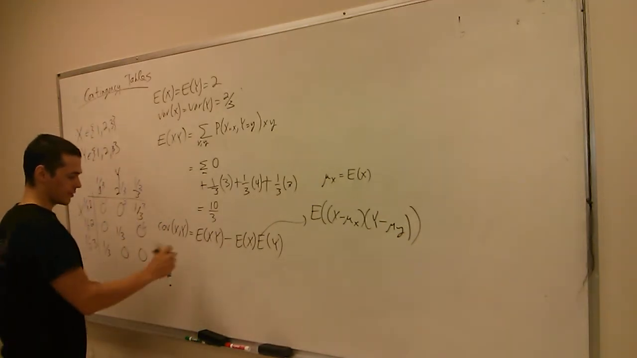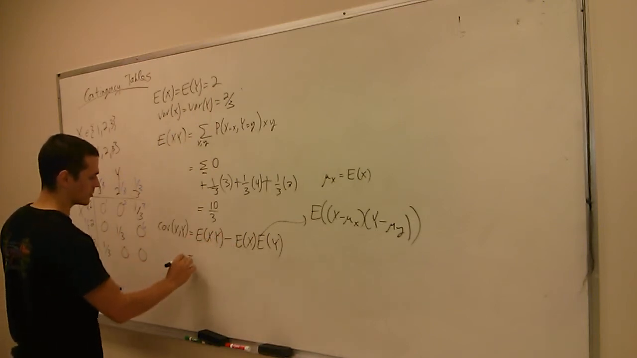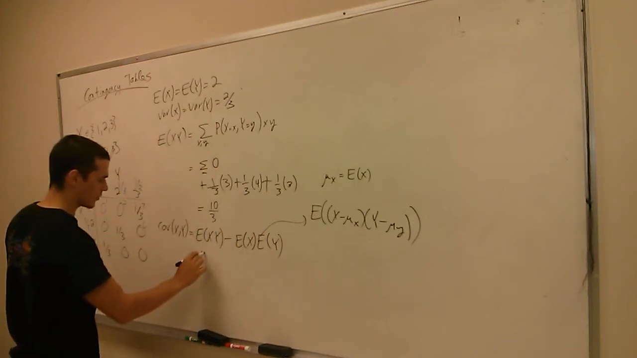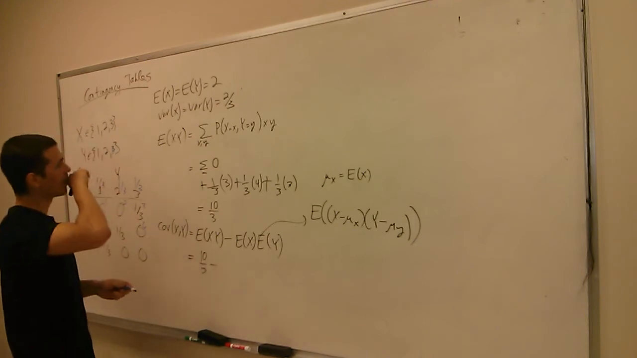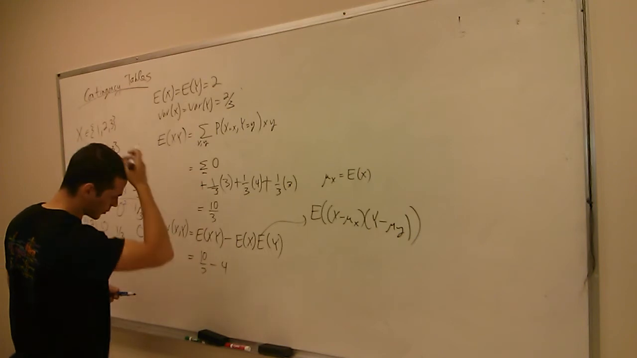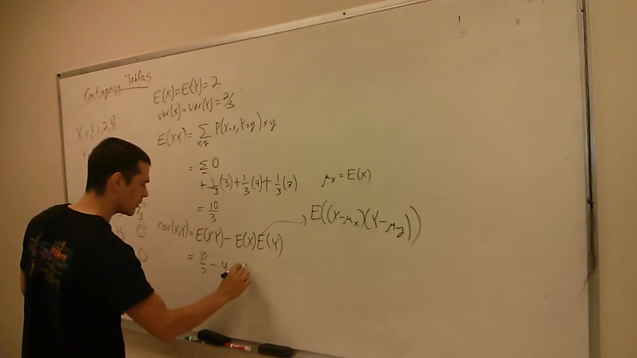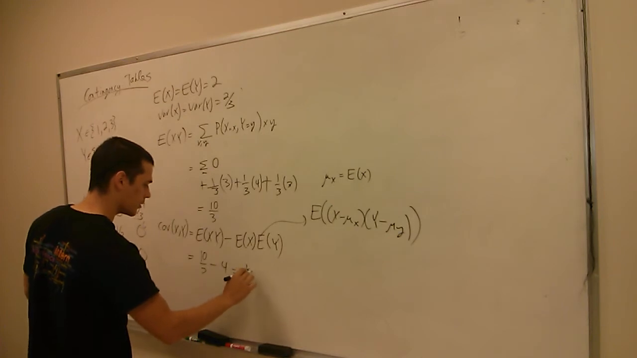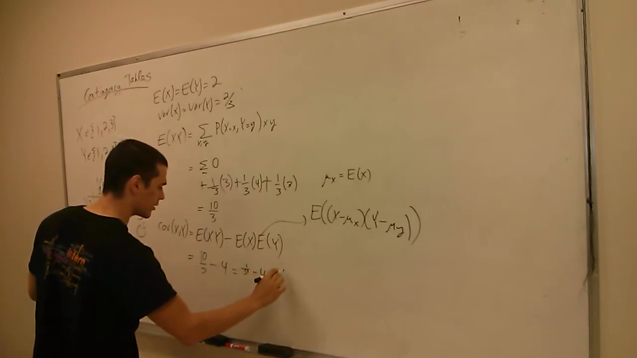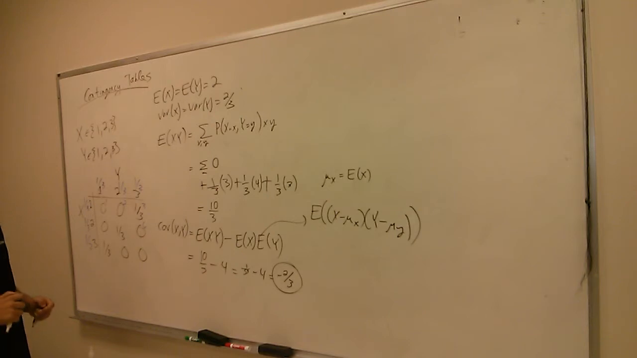So here we have this, we have this, we have this, so we just plug it in. So E of XY, 10 over 3, minus 2 times 2, right? So this is 3 and 1/3, minus 4, so that's negative 2/3. So we have the covariance, and now let's say we want to compute Pearson's correlation coefficient.